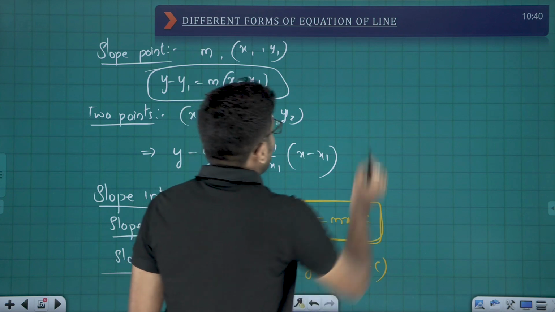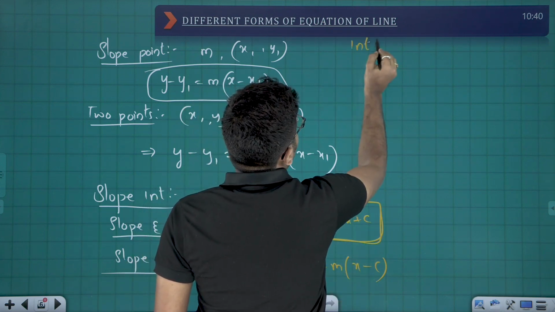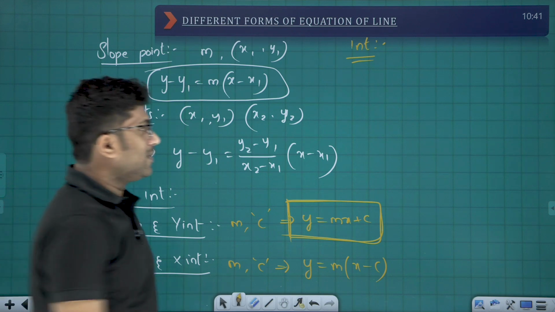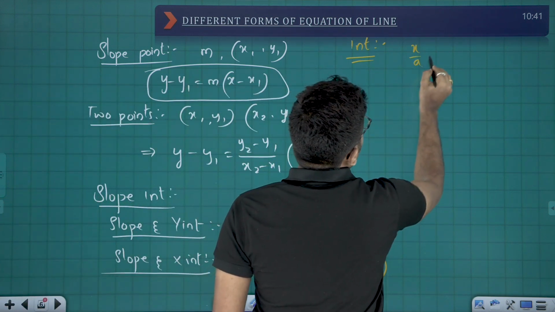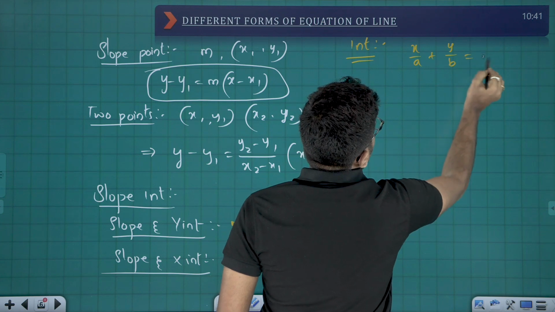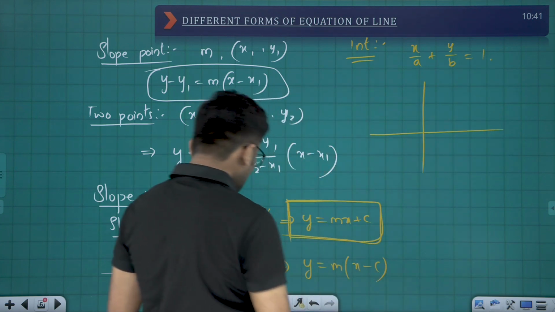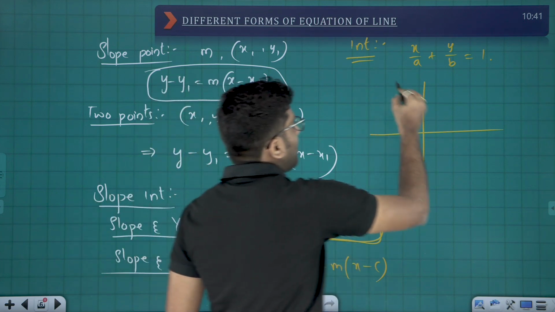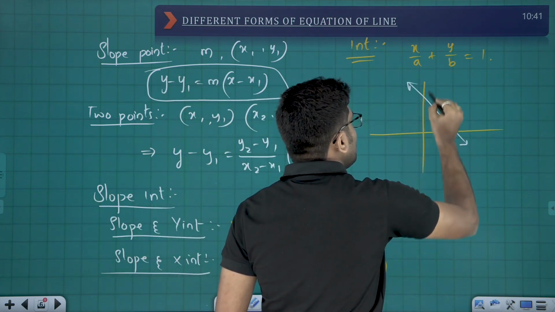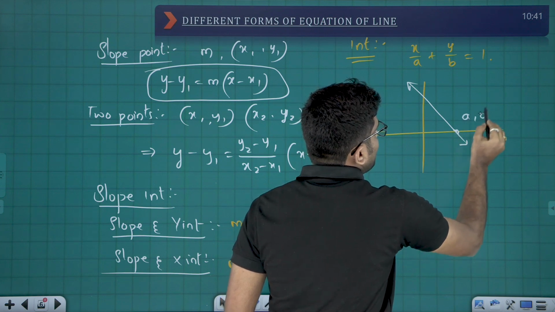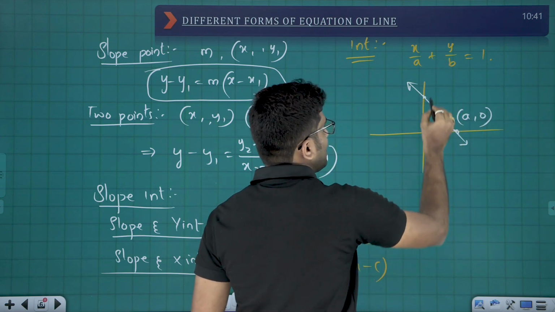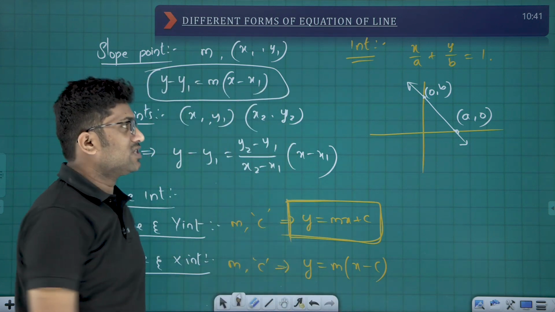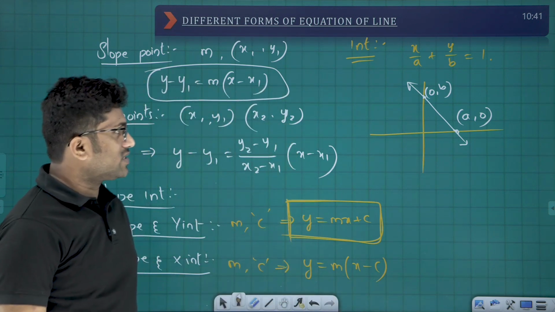Next, intercepts form of a line. If a line has x-intercept a and y-intercept b, then the equation of the line is x by a plus y by b is equal to 1. So x by a plus y by b equals 1 denotes the equation of the line passing through two points. X-intercept a means it cuts the x-axis at the point a comma 0. If the y-intercept is b, it cuts the y-axis at the point 0 comma b. So this is the equation of the straight line passing through the two points a comma 0 and 0 comma b.